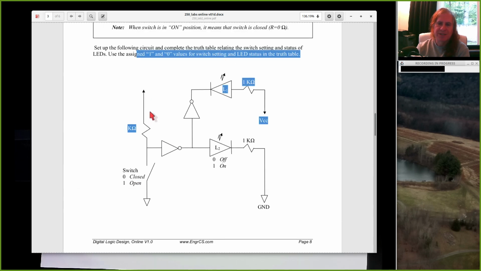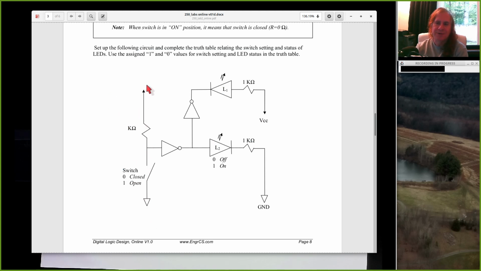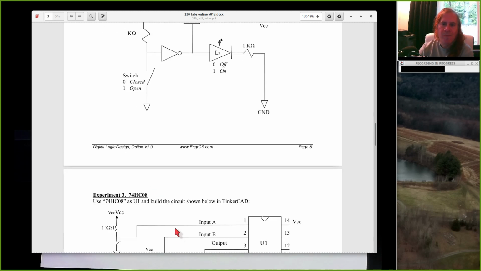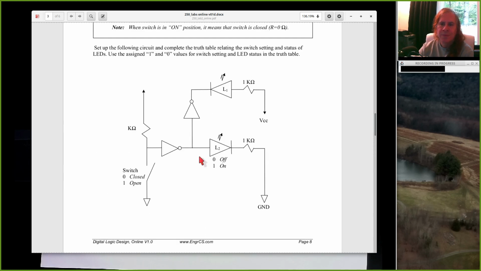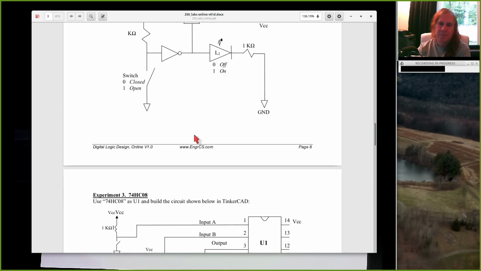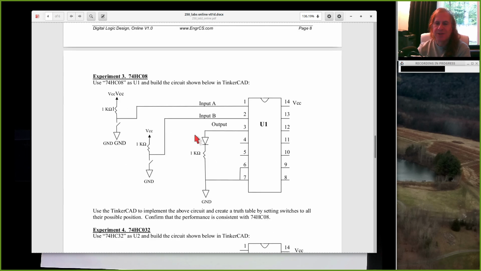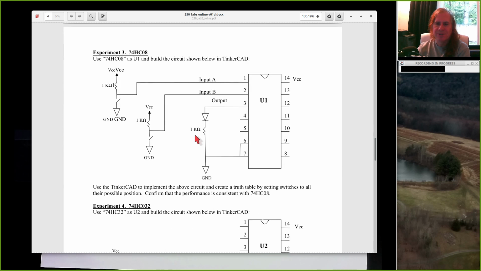This is the switch configuration that we went through on Monday, where you take the input, pull it up to 5 volts through a 1K resistor, and then use the switch to short it to ground. So build that circuit, see what it does, write up a truth table for it. And then experiments 3 through 5, you're going to build a circuit and write truth tables for those.